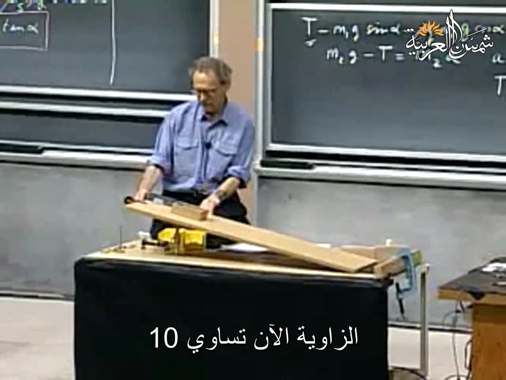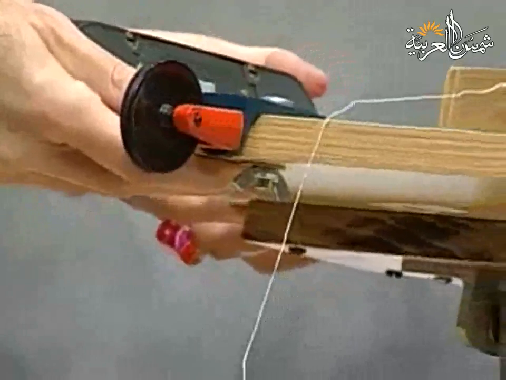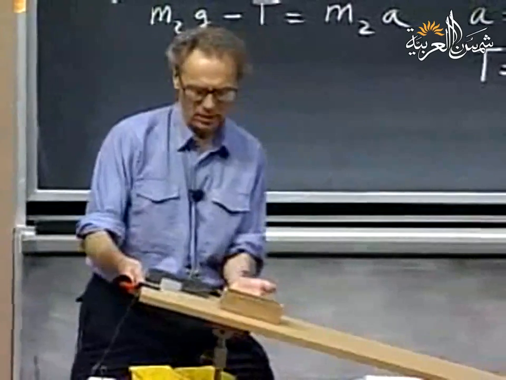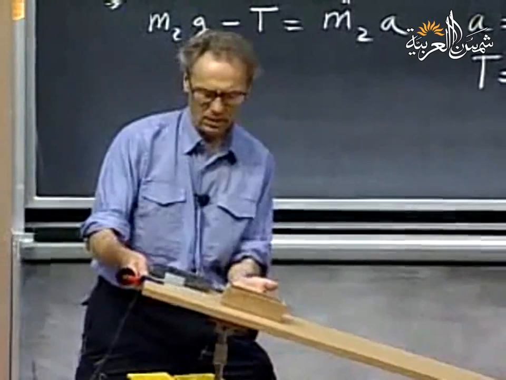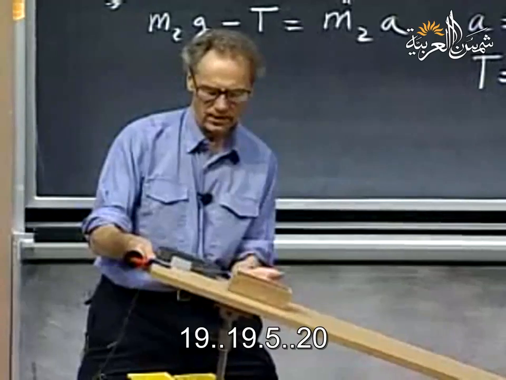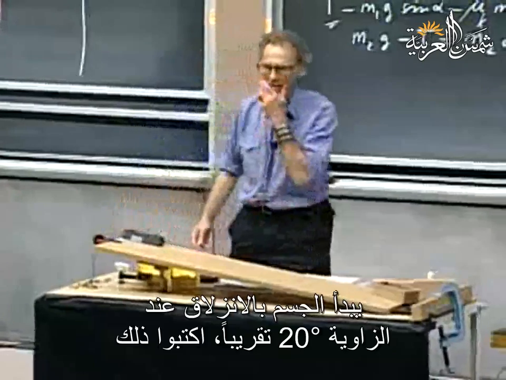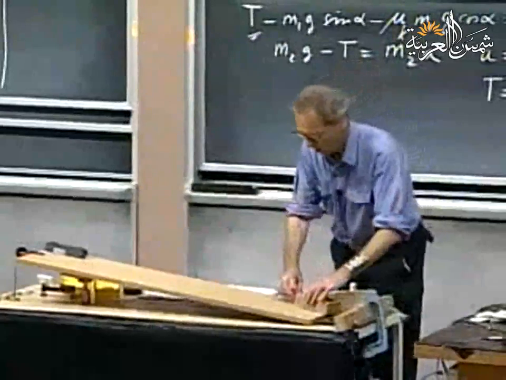It's now 10 degrees, 11, 12 and a half, 13, 14, 15, 16, 17, 17 and a half, 18, 19, 19 and a half, 20. 20 degrees. It starts to slide at about 20 degrees. Write that down.